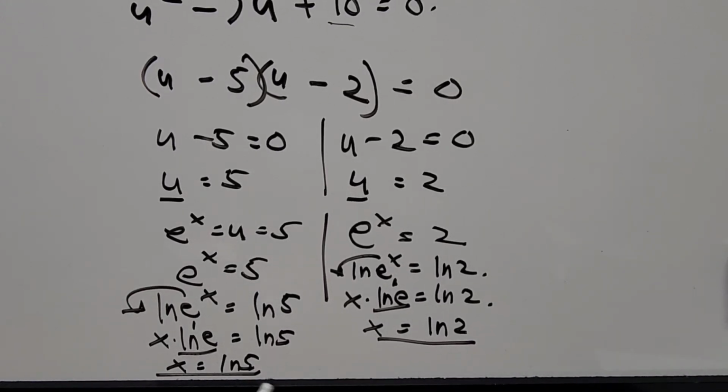And from here, we can take the approximate value of x. Natural logarithm of 5 is approximately 1.6094. And the other value of x, natural logarithm of 2, is approximately equal to 0.6931. Now we have to check our answers. So substitute these values into the original equation.